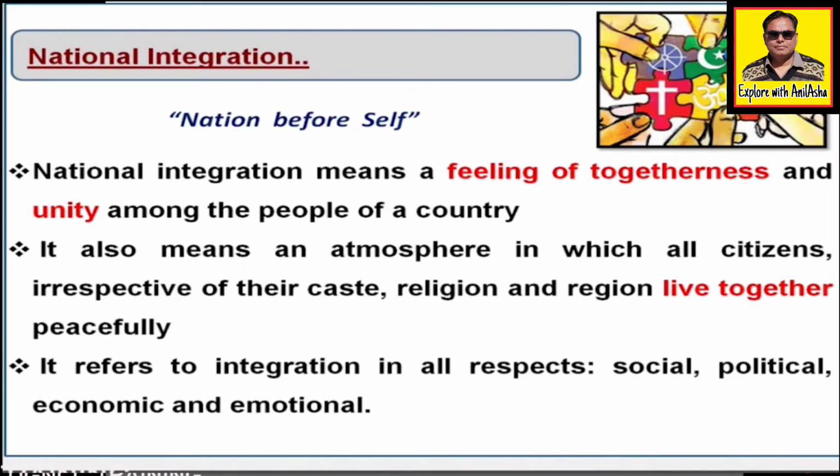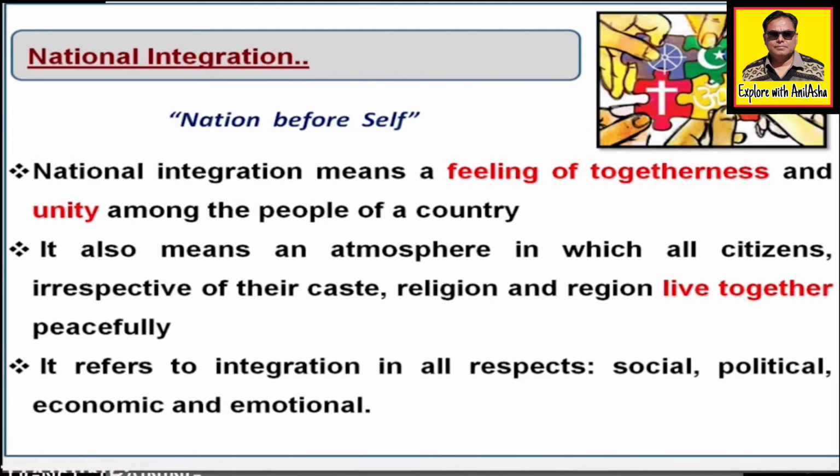Frankly speaking, the need for national integration was never felt before as it is felt today. The complex atmosphere and the worsening situations have led to the necessity of national integration. This feeling of national integration must be inculcated in every citizen from childhood to make a responsible person.